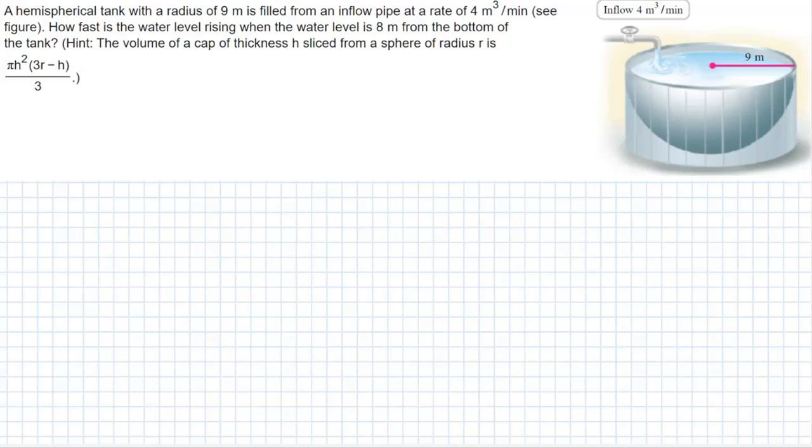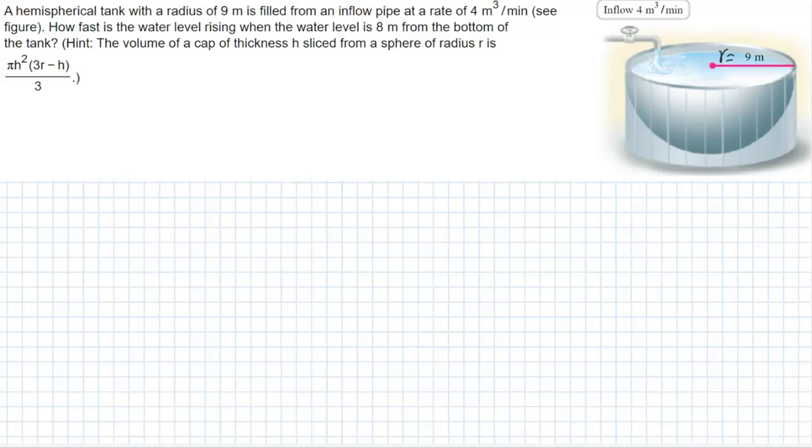Class, this is my math lab question, the one that has to do with a hemisphere tank. What we're doing is filling in water. The question says that the radius of this water tank is 9. So that radius is a constant. That's not going to change, right?